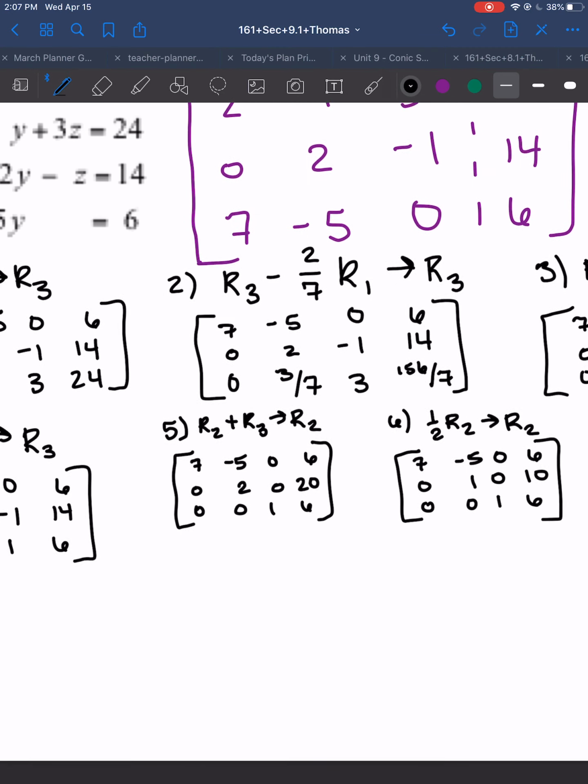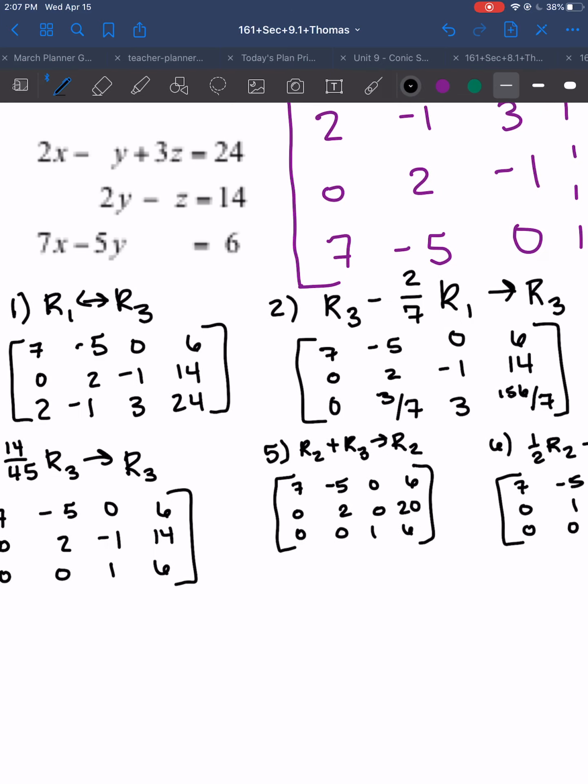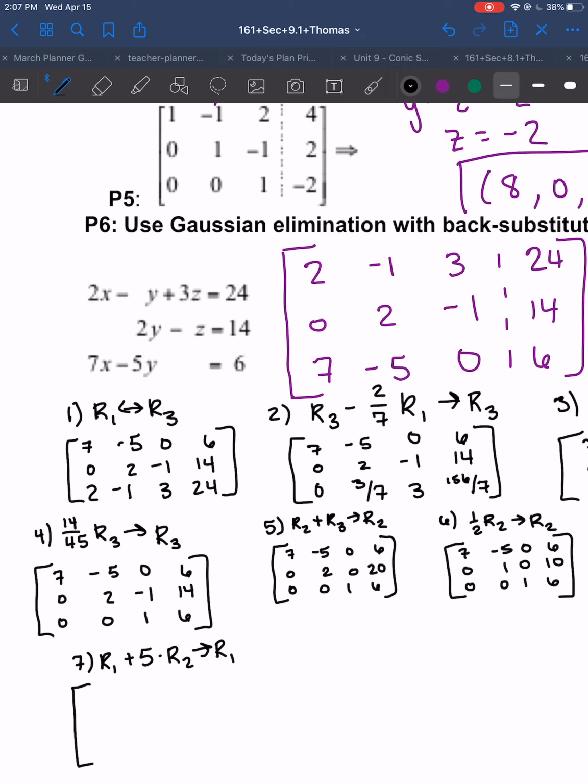And then now I want this little guy to become a 0. So I'm going to take R1 and add it to 5 times R2, and then I'm going to put it in R1. So I have 7, 0, 0, 56, 0, 1, 0, 10, and 0, 0, 1, 6.